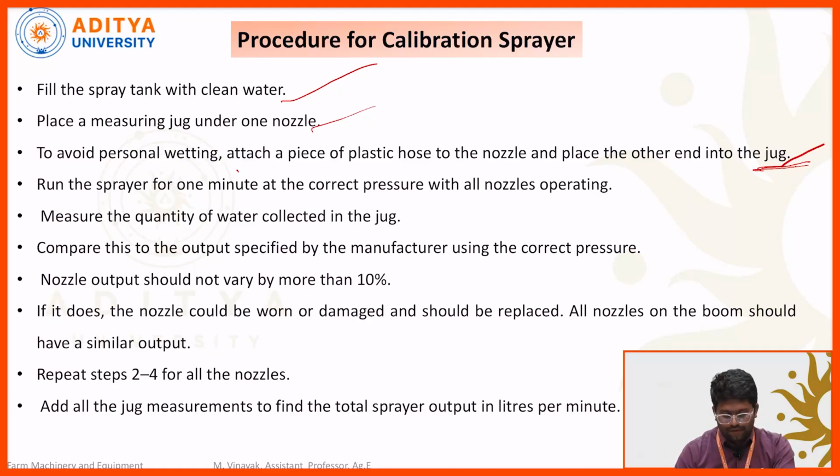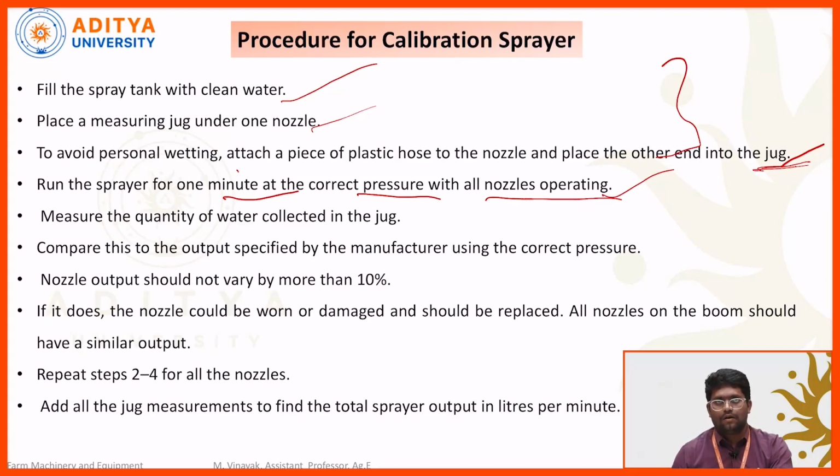Run the sprayer for 1 minute, correct the pressure with all the nozzles operating. So after setting these 3 parameters, you can run the sprayer for a time of 1 minute and you can set the pressure. Measure the quantity of water collected in the jug. After running for 1 minute, we can collect the liquid in the jug. We need to measure it in liters.